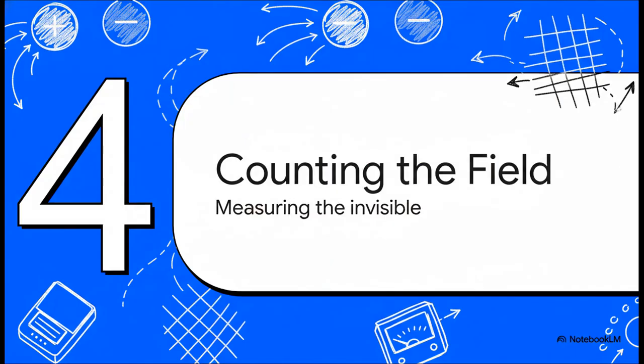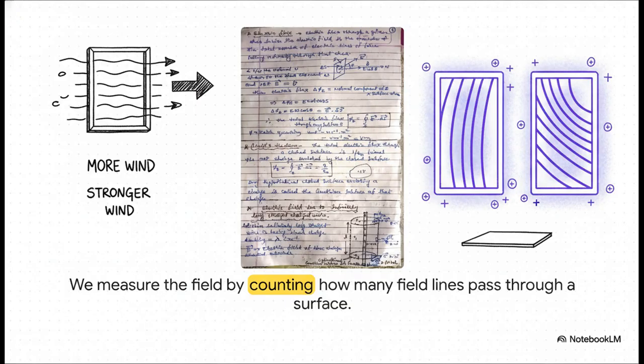This is all really cool, but you're probably thinking, okay, but how do you actually measure this invisible field? How do you put a number on it? We need a way to count it somehow. And the way we do it is, well, it's pretty clever. Imagine you're holding up a window frame in a storm. The more wind that blows through the frame, the stronger the wind, right? We do the exact same thing here. We imagine a surface, and we just count how many of those electric field lines poke through it.